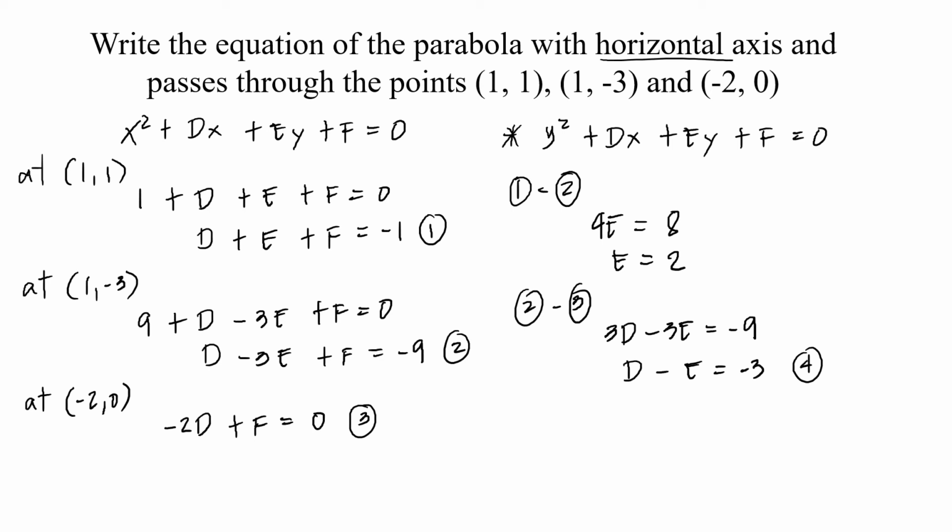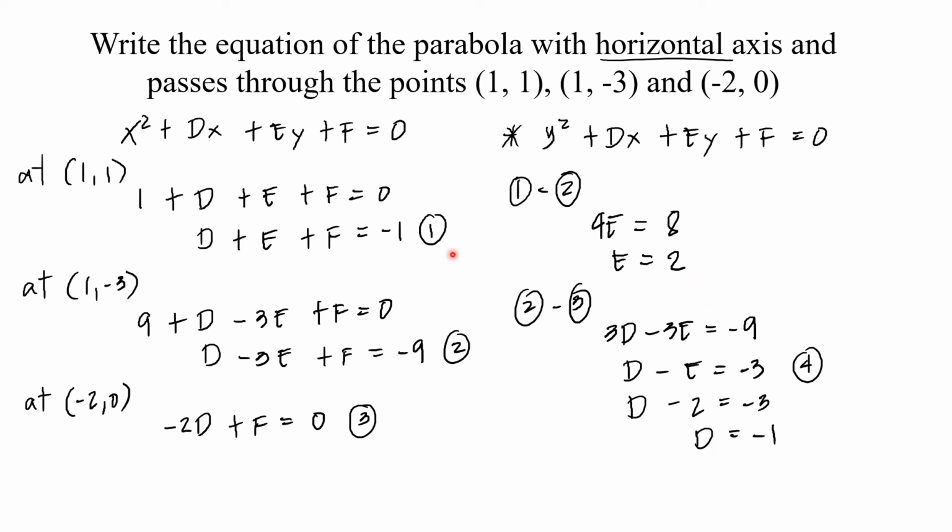Since we already have the value for e, that is 2, we can substitute e equals 2 to equation 4 and get the value of d. So we have d minus 2 equals negative 3. Adding 2 to both sides, we have d is equal to negative 1. We have e equals 2 and d equals negative 1.